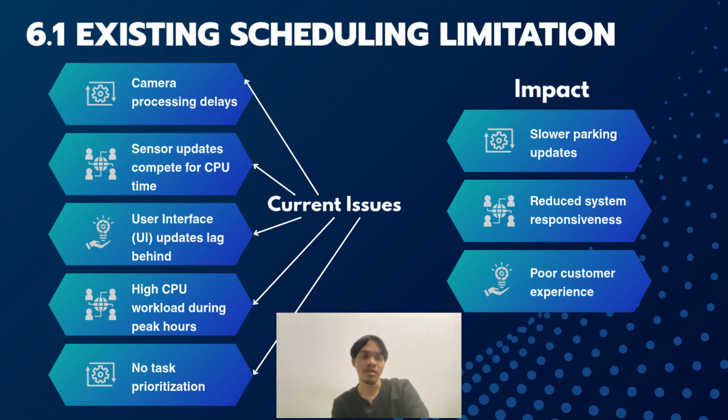Next, we are going to go through the existing scheduling limitation. Currently, the smart parking system faces several scheduling bottlenecks, such as camera processing, sensor monitoring, database update, and user interface update, all competing for the same CPU time. So, during peak hour, this competition might cause delays in updating parking information. As a result, users may receive outdated parking information, thus creating conflict on the parking spot and lowering the user satisfaction with the system.